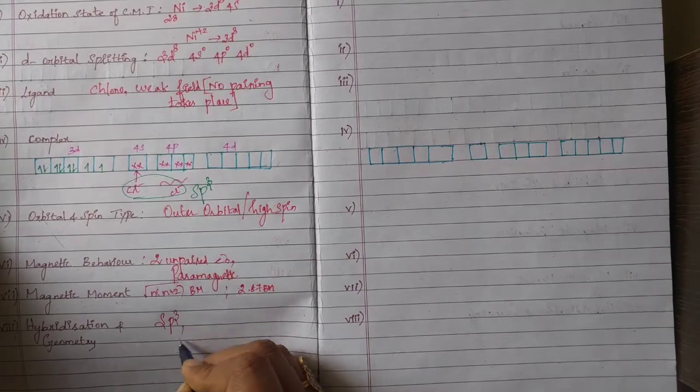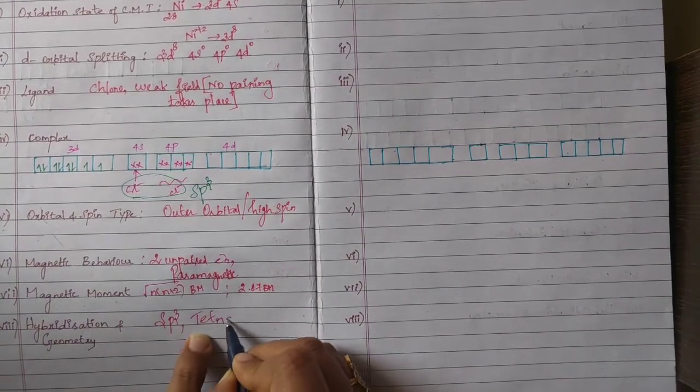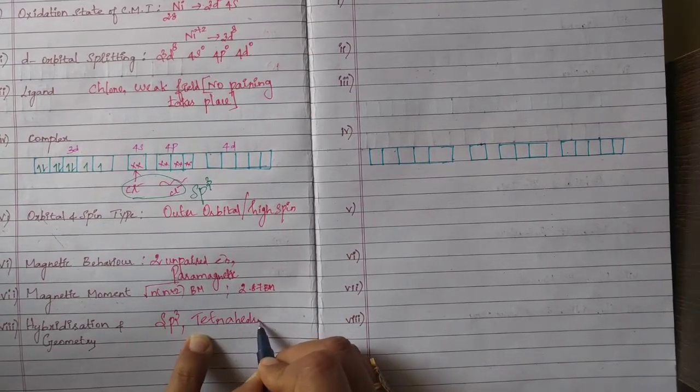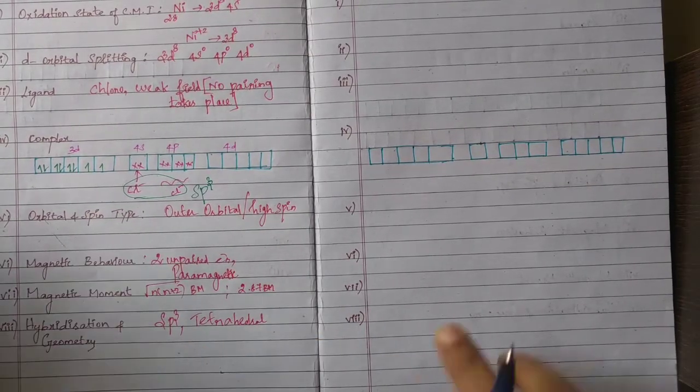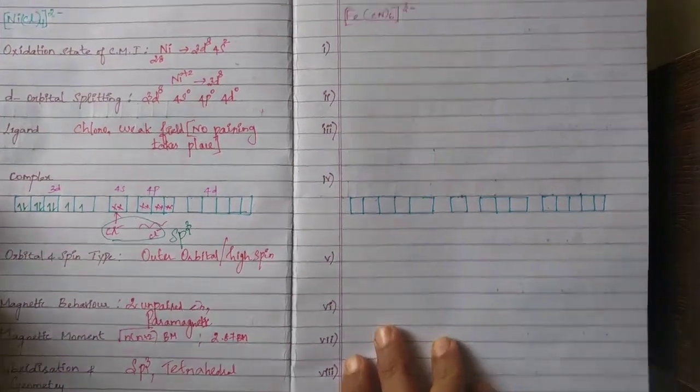sp3 hybridization means the complex's geometry is tetrahedral. The complex geometry is tetrahedral. That's all, students. Using these 8 points, you can easily find out the hybridization and magnetic moment of valence bond theory complexes. Next example.